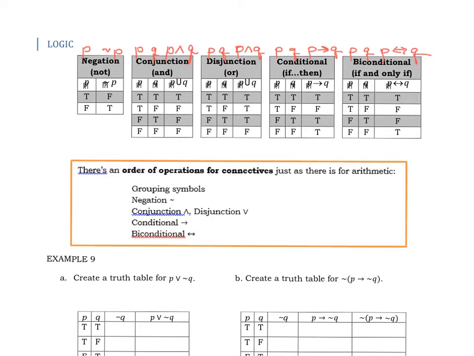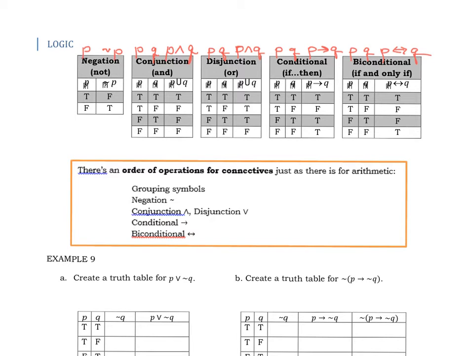So sorry about that. There's an order of operations for our connectives, just as there is for arithmetic. So negation always comes first, grouping symbols first. Negation, conjunction, disjunction, conditional, and then biconditional.